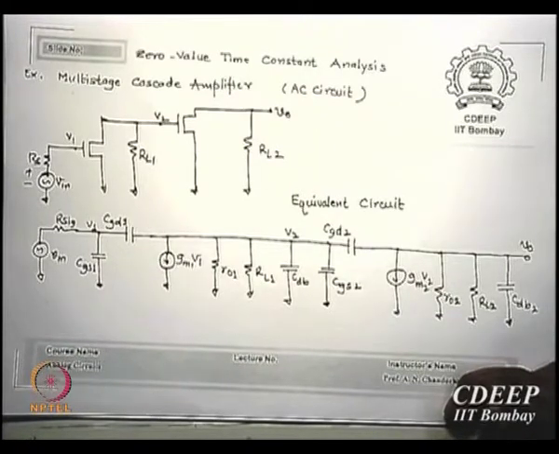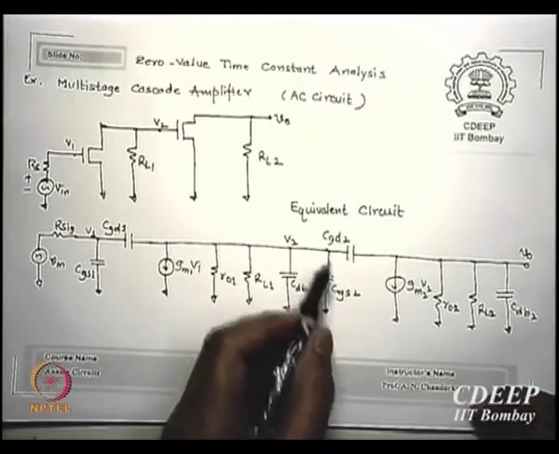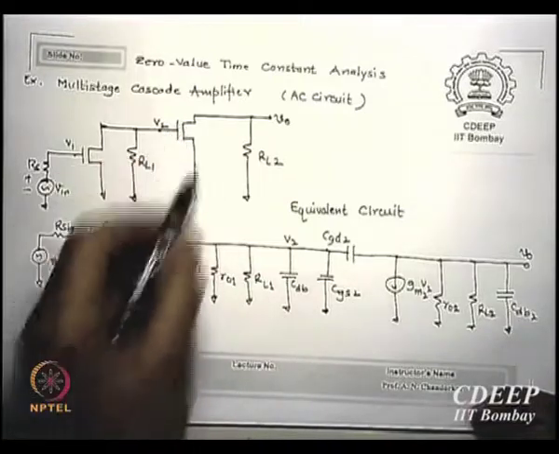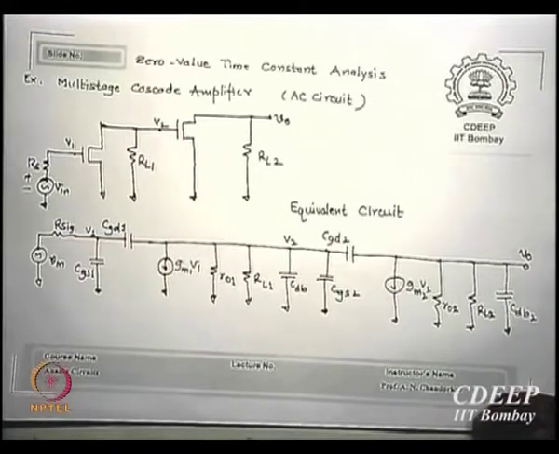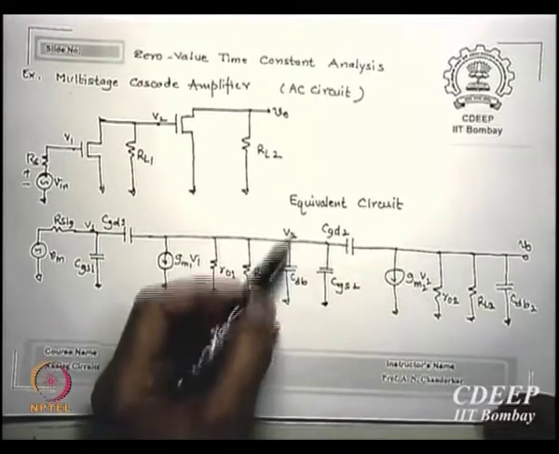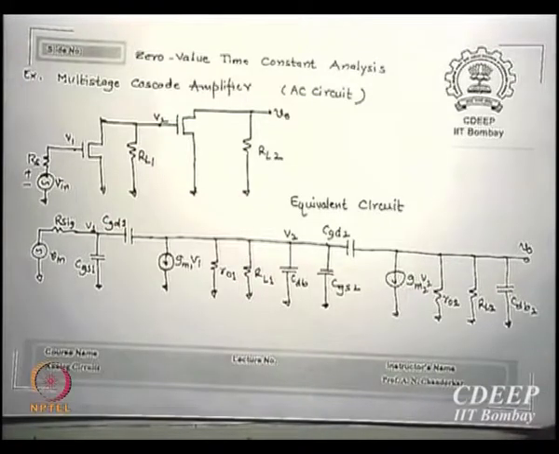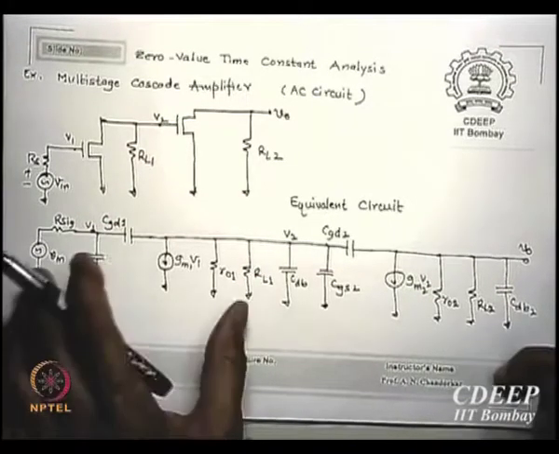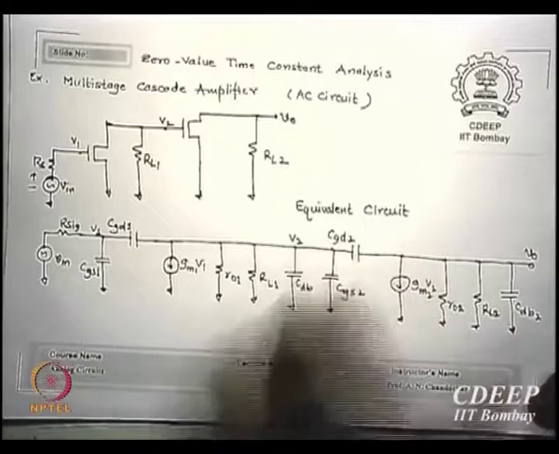So V2 is now going to be the input of the next stage. So this is my input. There is a CGS2 which is for the gate to source capacitance of the second stage, CGD2 which is the gate to drain capacitance between this V2 and the output. Then there is the equivalent current source which is GM2V2, shunted by RA2, RL2 and CDB2. This is one equivalent, this is the other equivalent, two stage.